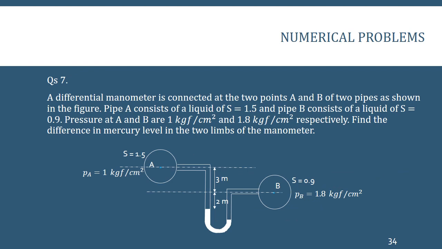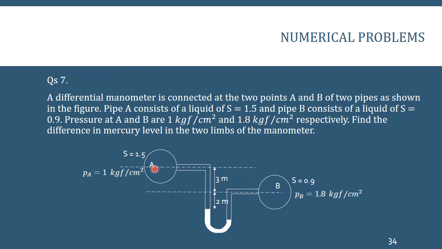Here we are lucky because the figure is given to us. A differential manometer is connected at two points A and B of two pipes. There are two different pipes as shown in the figure. Pipe A consists of a liquid of S equal to 1.5, so it has a density of 1500 kilogram per meter cube. And pipe B consists of a liquid of S equal to 0.9, so the density of the liquid is 900 kilogram per meter cube.